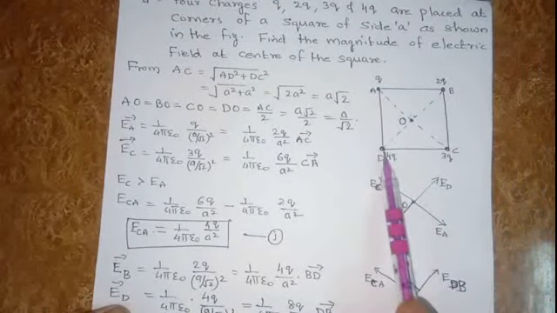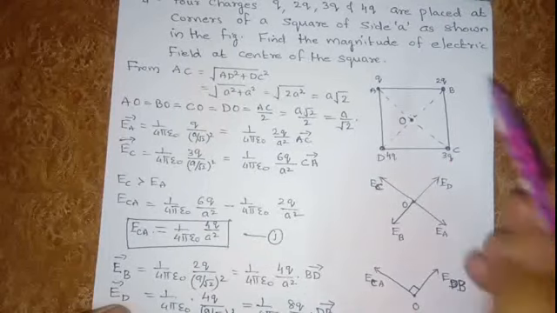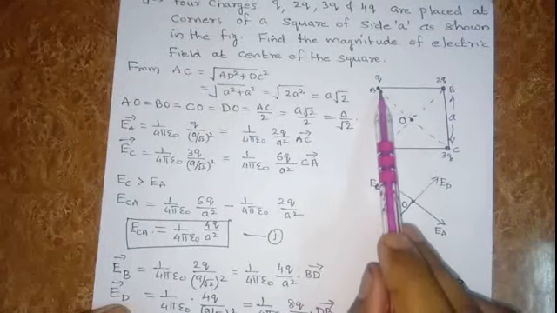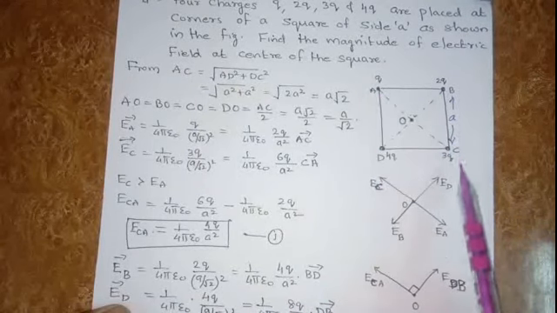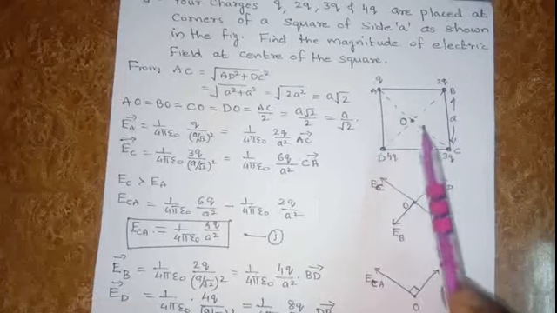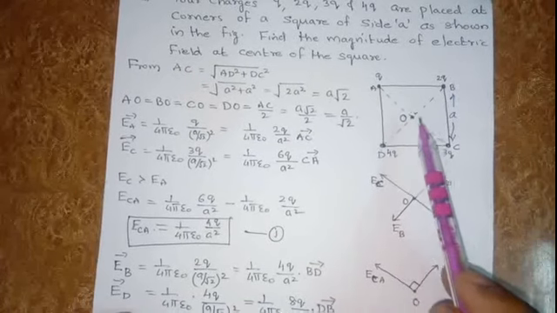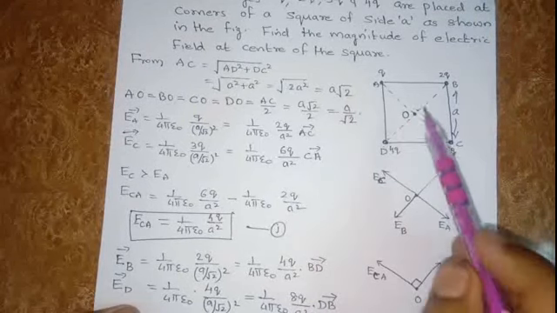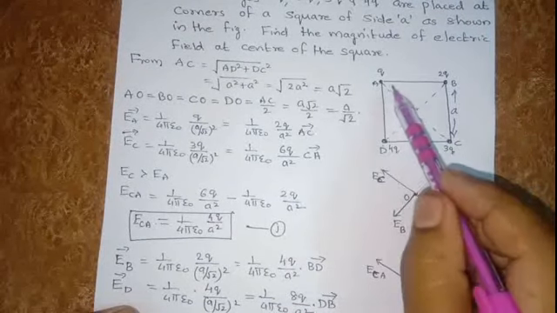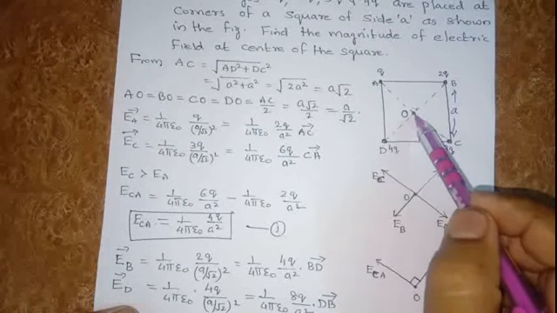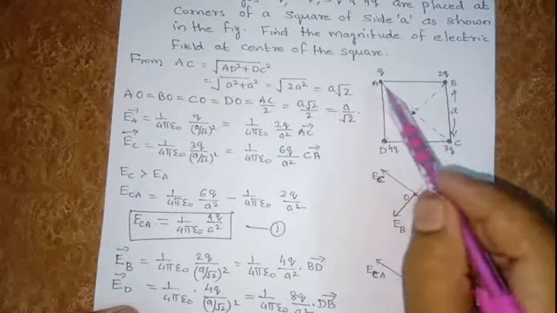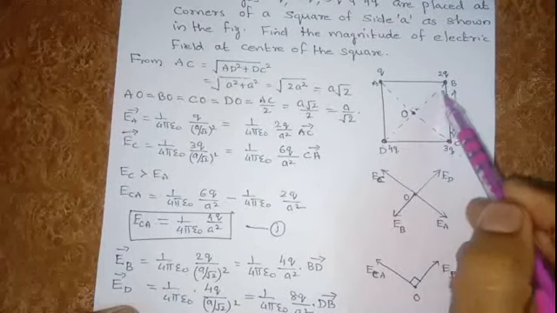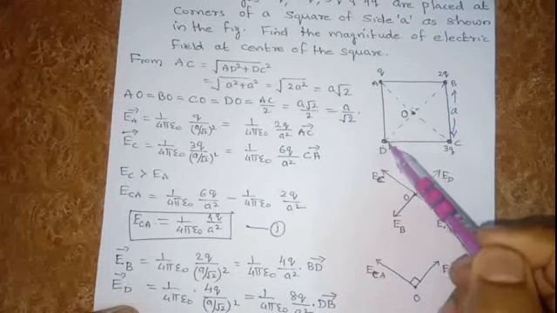ABCD is the square and the side of the square is small a. 4 charges Q, 2Q, 3Q and 4Q are placed at the corners. Center of the square is O. So what is the net electric field at O? That's the question. In order to find the net electric field at O, we have to find the distance AO, because these charges are placed at equal distance from O. I can say that AO is equal to BO is equal to CO is equal to DO.